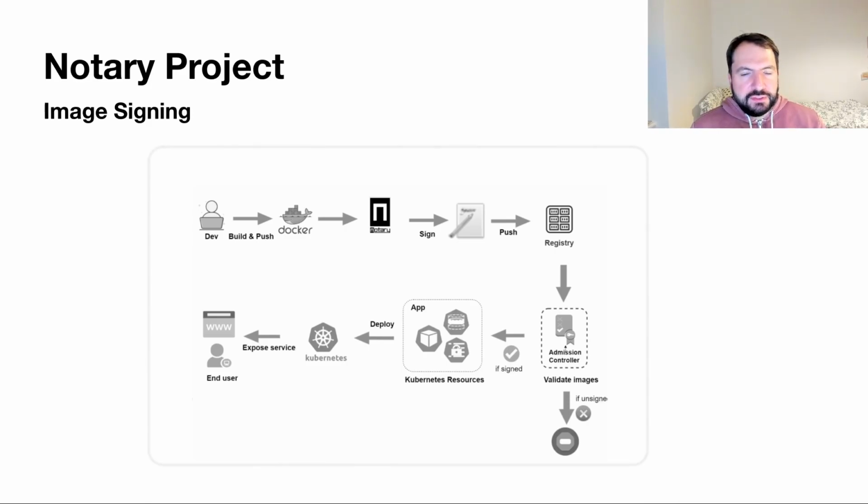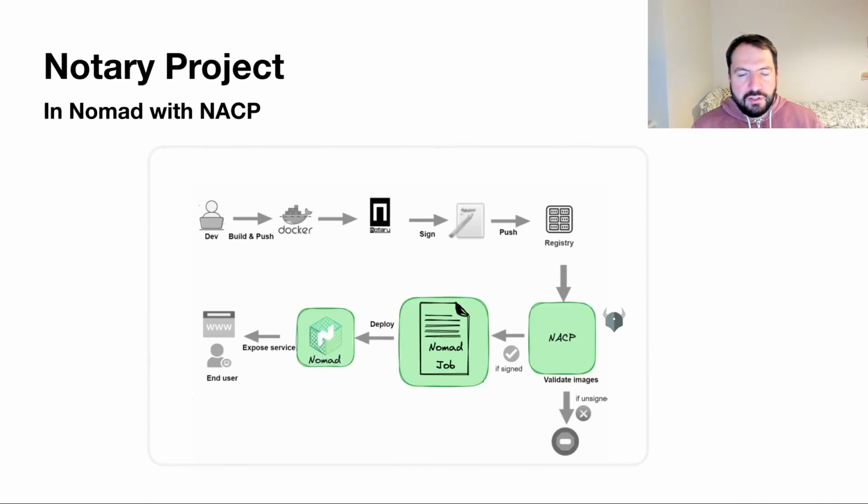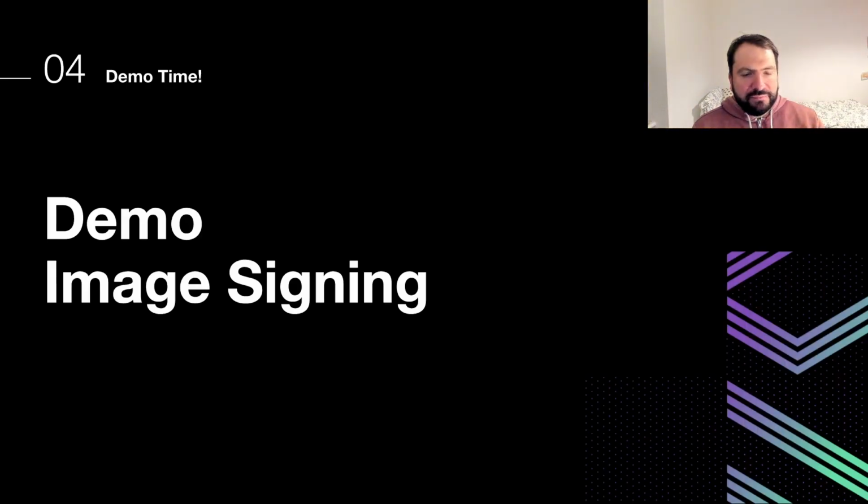The cool thing is that the notation library is a Go library you can easily include in any kind of project you like, and especially the Open Policy Agent is a perfect candidate, as you can extend the functions that are available in the rules very easily. And these two technologies combined now allow the Nomad Admission Control Proxy to do image validation before Nomad jobs are deployed. And therefore, I want to give you a short demo of image signing and verification in Nomad.